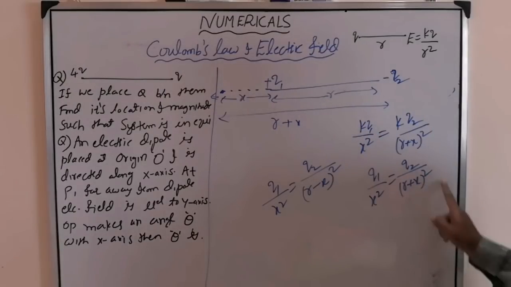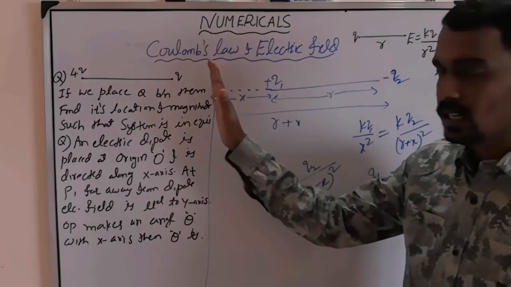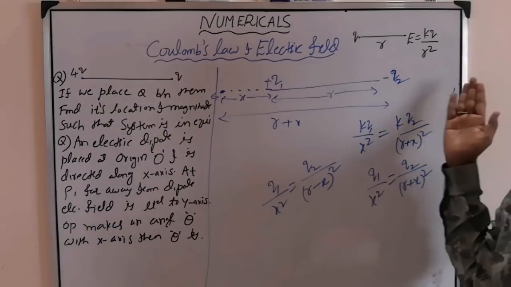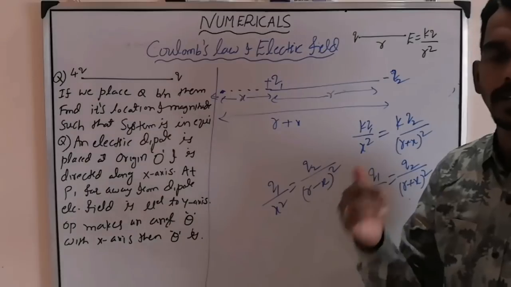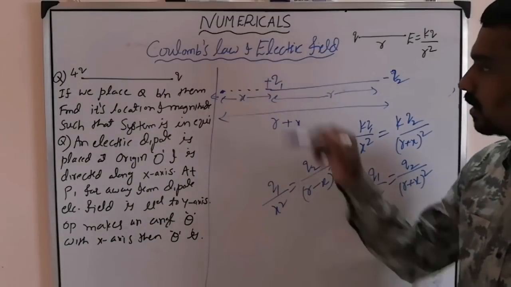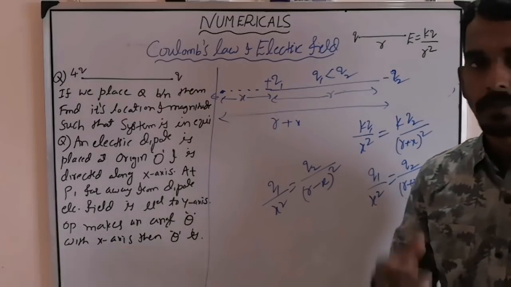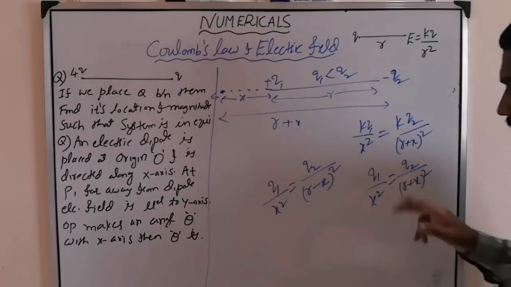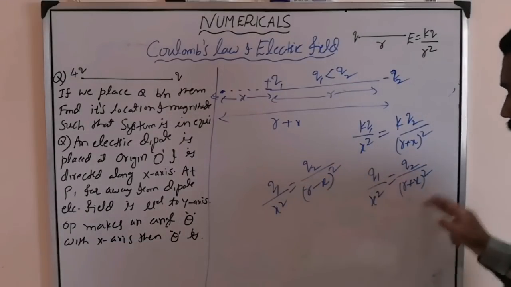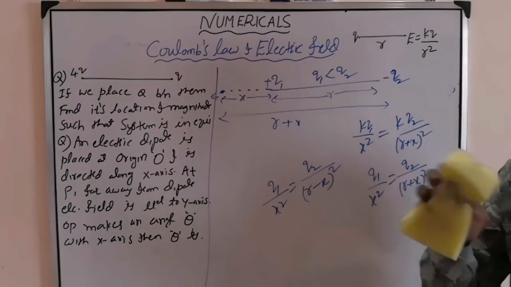For unlike charges, this is the condition and the null point lies either on the left side or right side, depending on the magnitude of charges. Always closer to the smaller charge. This is true when Q1 is less than Q2. Please remember, two different formulas for like charges and for unlike charges. Anything they can give. Accordingly you have to choose.